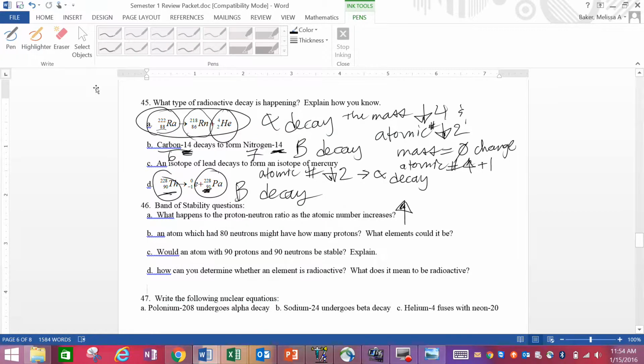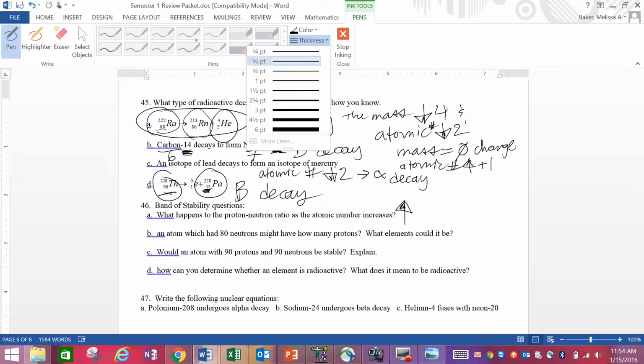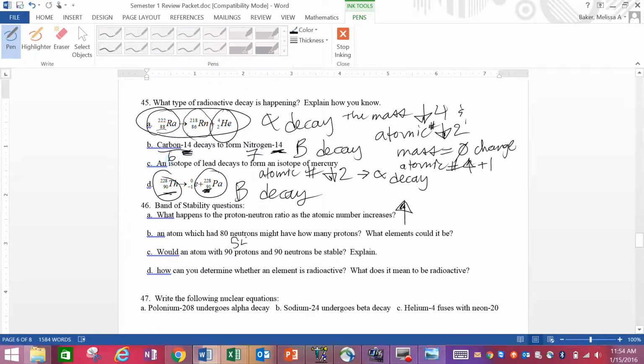Okay, so what elements could it possibly be? So if it's between 54 and 67, I mean, if your numbers are slightly different, that's fine. I'm going to look up those elements. Number 54 is xenon, and number 67 is holmium.